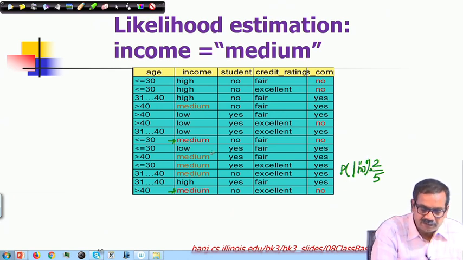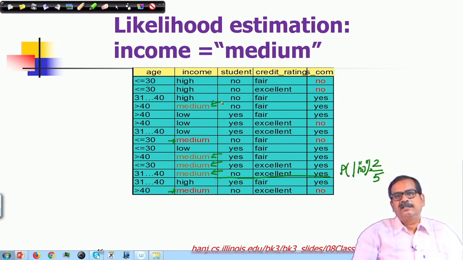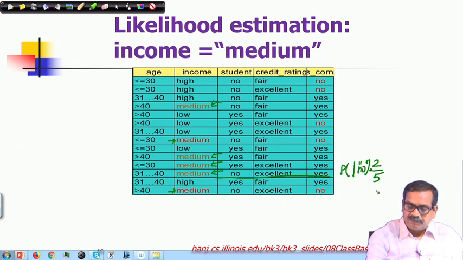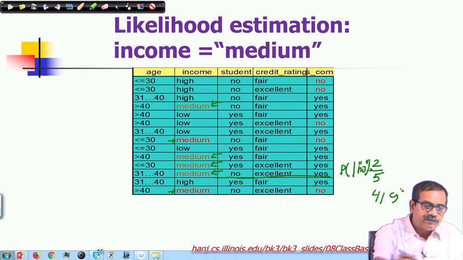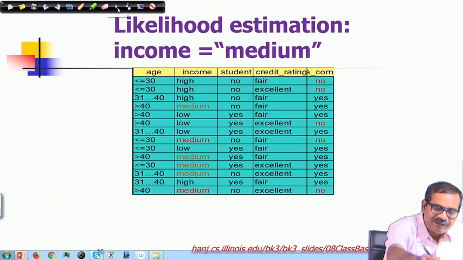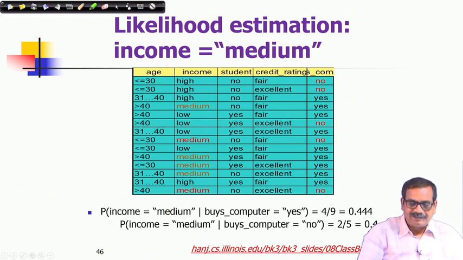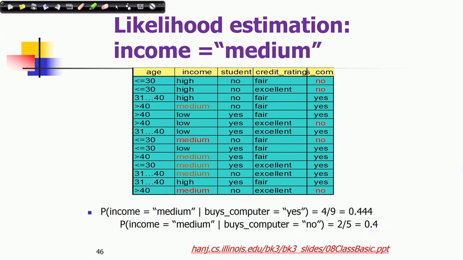And for yes, again it has occurred. So this is yes. So, 2, 3, 4 times. Out of 9 instances of yes, 4 instances were of income medium. So it should be 4 by 9. So that is the value. Let us check once again whether I made a mistake in this case also. Let us see. Yes, 4 by 9 and 2 by 5. So these are the likelihood values.